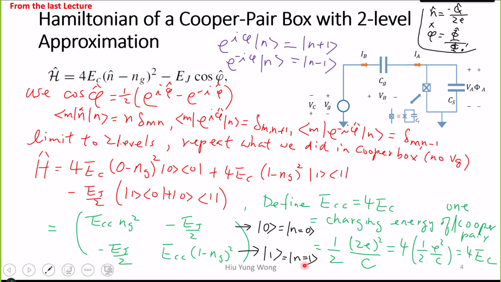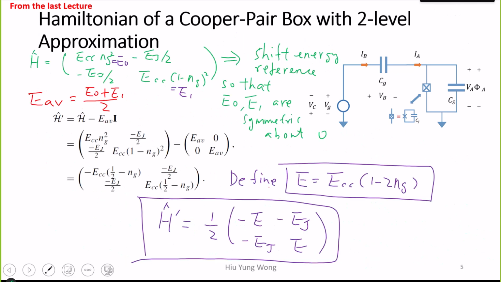Okay, so we have this Hamiltonian. You don't need to memorize it, but you need to appreciate it. And what we did, the next step is we try to shift the energy, because you look at this, for 0, the ground state, you have ECC NG squared. This is ECC (1 minus NG) squared. Just for convenience, we want to shift it, because shifting the energy level is not going to affect the behavior of the system. It only changes the global phase. So we subtract the average of these two energies.